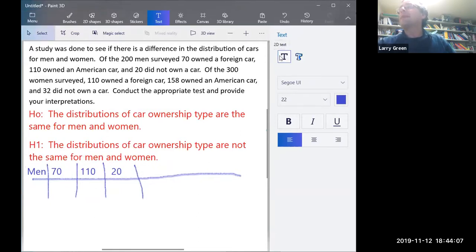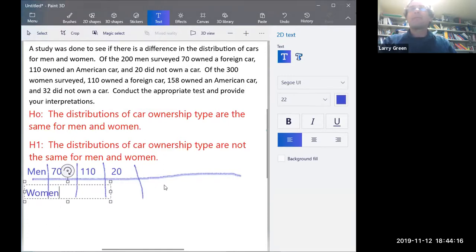And then we do the same thing for the women. But how about just space? So WM is good enough for women. And for the women, we had 110, we had 158, and we had 32. Any questions so far?